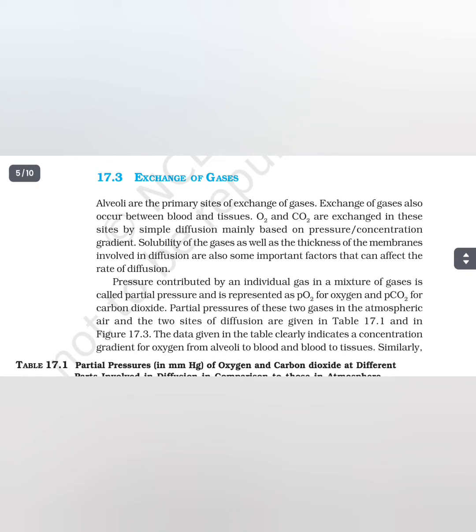Exchange of gases. Alveoli are the primary site of exchange of gases. Exchange of gases also occurs between blood and tissues. Oxygen and CO2 are exchanged in these sites by simple diffusion, mainly based on pressure or the concentration gradient. Solubility of the gases as well as the thickness of the membrane involved in diffusion are also some important factors that can affect the rate of diffusion.